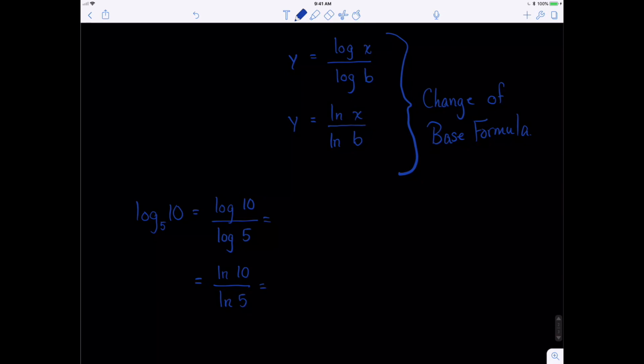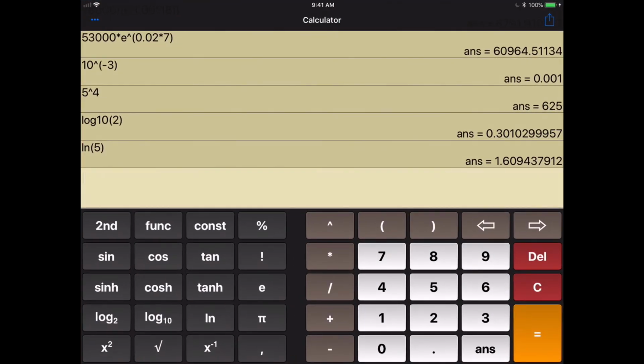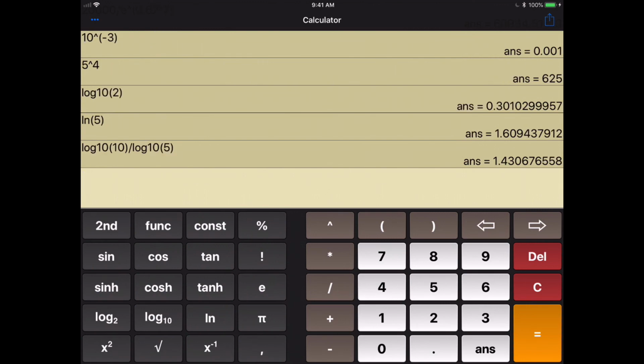So let's try this. I'm going to go to my calculator and let's see what happens. I'm going to take the log. We'll just use our common log, log base 10, mine has the big 10 on it. Log base 10 of 10, and we're going to divide it by the log of our base, 5, and I get 1.430, and the number continues.